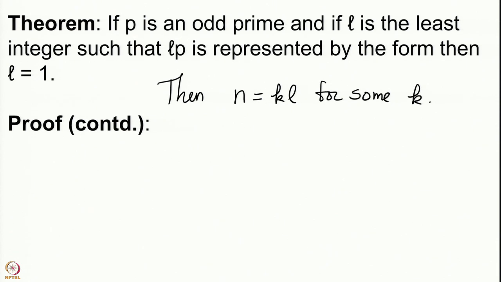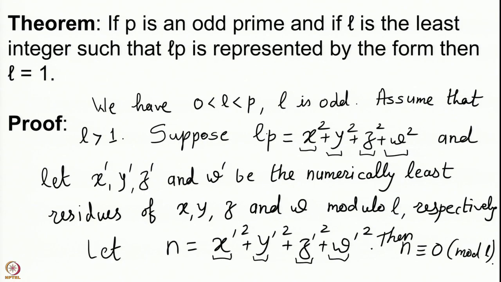Is it possible that n is 0? Let us go back and see what it would mean that n is equal to 0. First of all, note that n is a sum of 4 squares. If n was 0, it would mean that all these numbers x prime, y prime, z prime and w prime have to be 0. But these were the numerically least residues of x, y, z, w, which would mean that each of the x, y, z, w is 0 mod L.